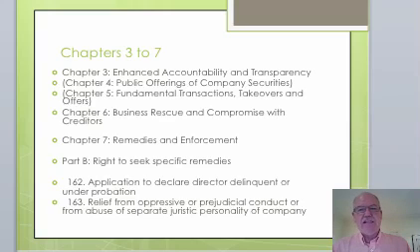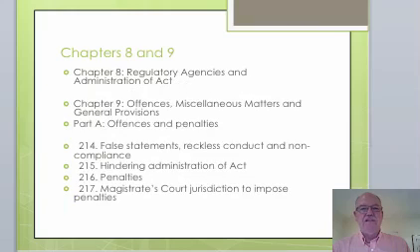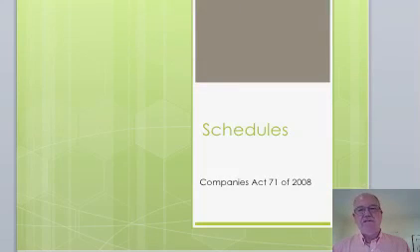Chapter 7, remedies and enforcements, worth a quick look. In part 8, specifically the right to seek specific remedies, I suggest you look at 162 and 163. I think these are important. In chapter 8 and 9, specifically part A of 9, look at 214 to 217, dealing with penalties. I did mention that we're out of the criminal penalties. We're now in a realm of civil penalties, much more appropriate for what are fundamentally civil issues.